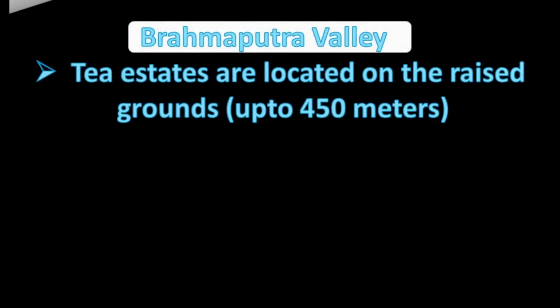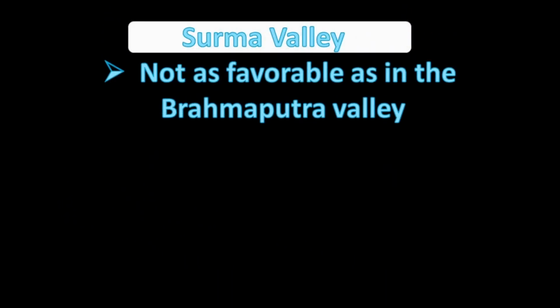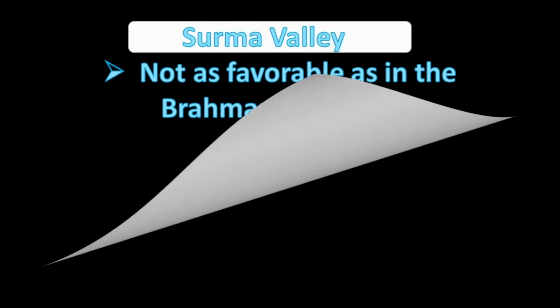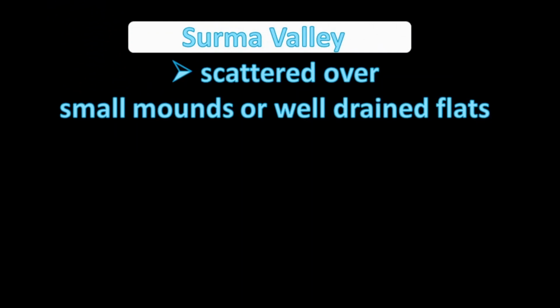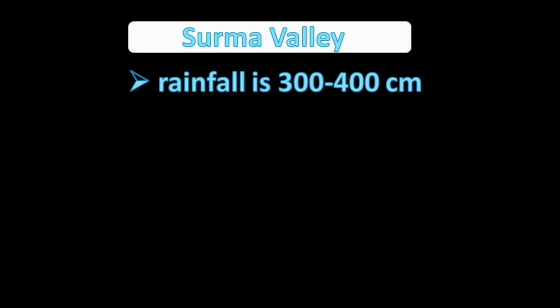Tea estates are located on raised grounds up to 450 meters so that annual inundations and stagnant water during the rainy season do not harm the crop. The Surma Valley, lying in Cachar district, produces about 5% of the country's tea. The climate here is not as favorable as in the Brahmaputra Valley. The tea gardens are scattered over small mounds or well-drained flats. Here the rainfall is 300 to 400 centimeters and no month is completely dry.